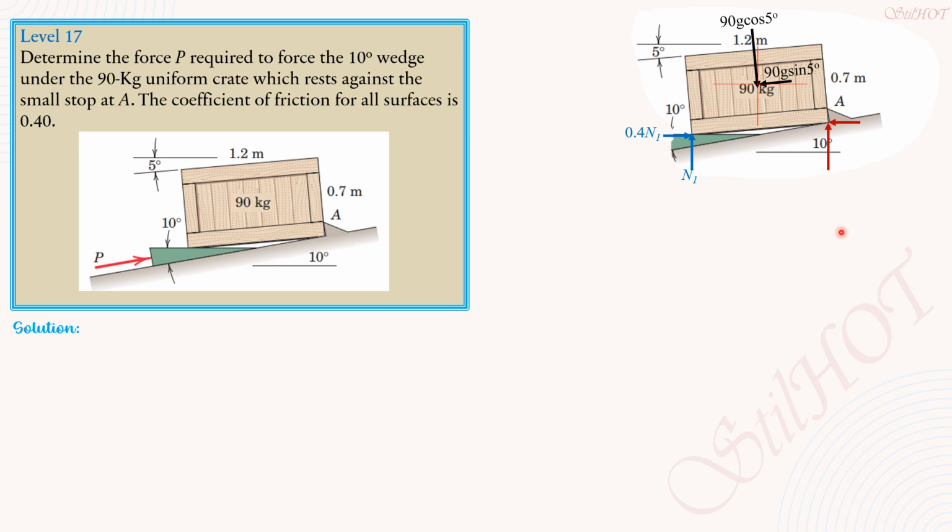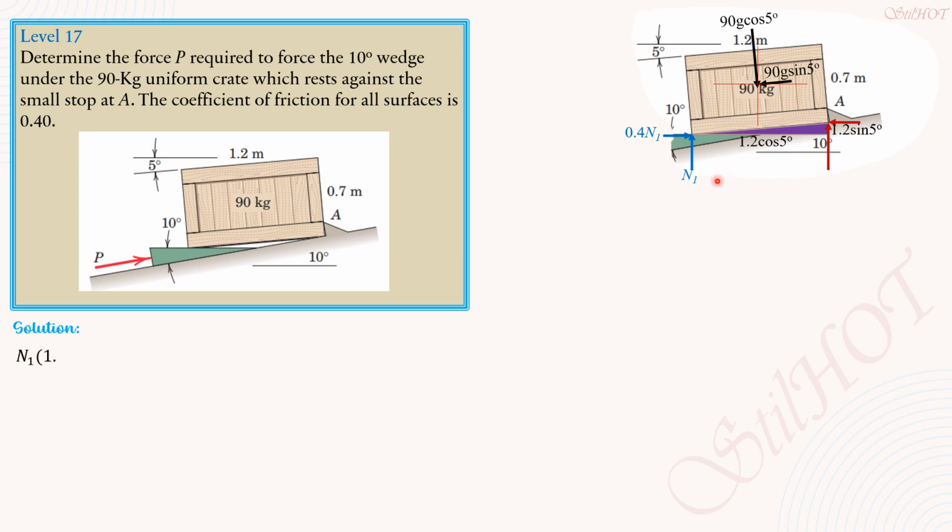So for the moment arms of N1 and 0.4 of N1, let's draw a right triangle here. So this is 1.2 hypotenuse. Since this is 5 degrees, this is 1.2 cosine of 5 degrees. And this vertical distance, the moment arm of 0.4 N1, is 1.2 sine of 5 degrees. So summation of moments about A equals 0, clockwise positive.